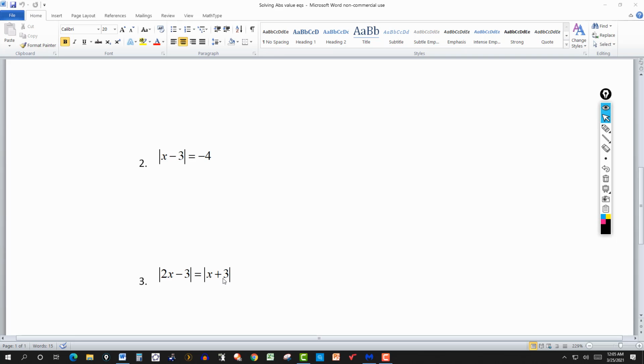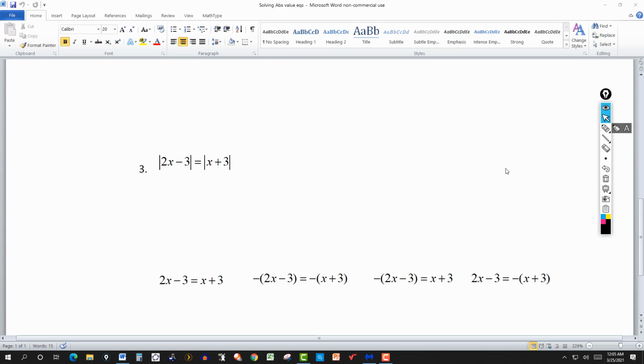Absolute value of x plus 3. If x plus 3 is greater than or equal to 0, the absolute value is x plus 3. If x plus 3 turns out to be a negative number, the absolute value is the opposite of that, or the negative of x plus 3. So we break it up this way. Okay, so here is the case where they're both positive.